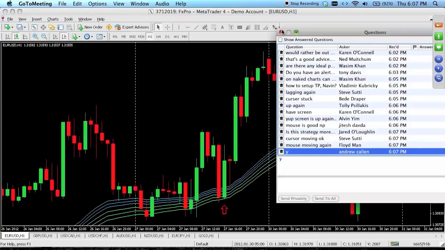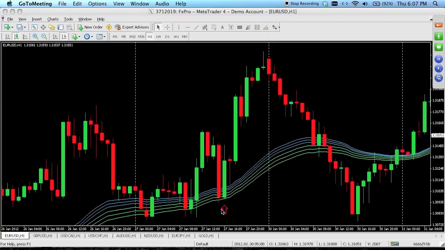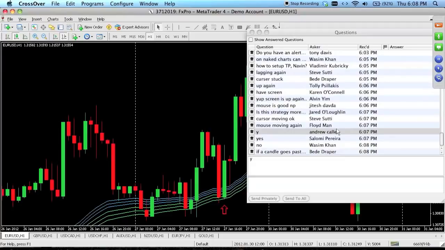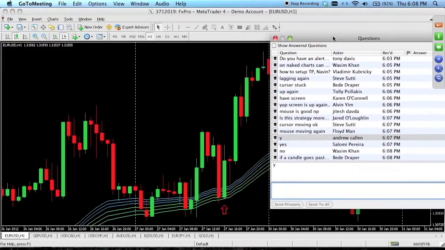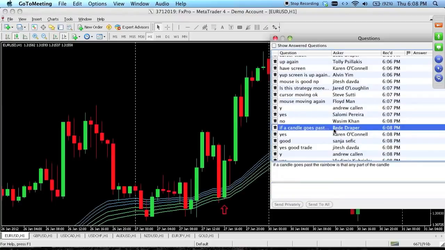Okay, let's continue here. So yes, let's take a look at this particular arrow. Is this a good trade? Okay, yes. If the candle goes past the arrow, is that any part of the candle? No, just the close. Like these little long tails that you see, they can go as far as they want. That's not a problem. But this thing that's filled, the chunk of red or the chunk of green, that is called the body. The body should not be on the outside. The tails can go as far as they want.